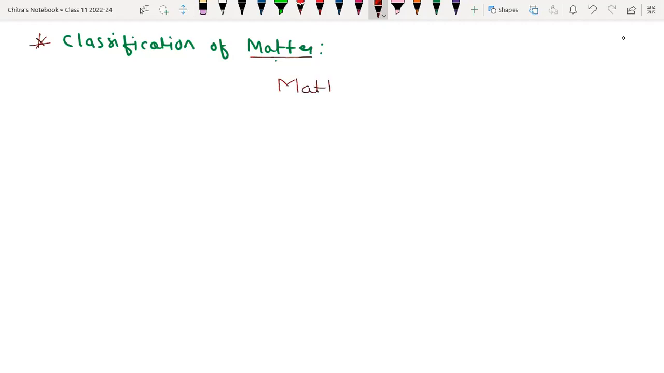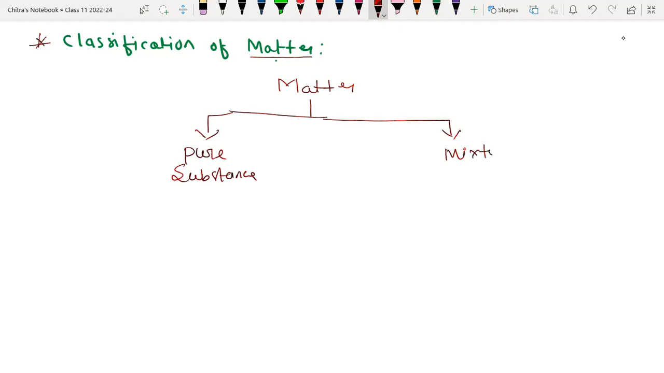See, matter is divided into two parts, beta. First one is called pure substance. And then we have the second part, which is called mixture. Mixture is again divided into two categories. Number one, first we have homogeneous mixture, and second one we have heterogeneous mixture.